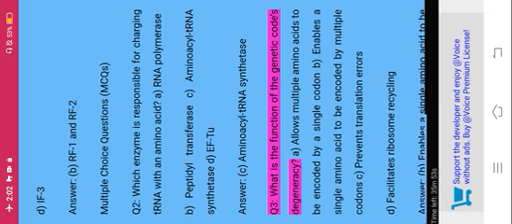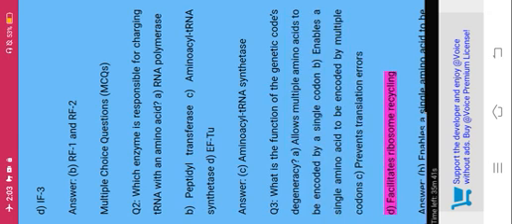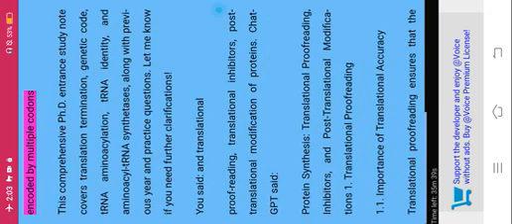Q3. What is the function of the genetic code's degeneracy? A. Allows multiple amino acids to be encoded by a single codon. B. Enables a single amino acid to be encoded by multiple codons. C. Prevents translation errors. D. Facilitates ribosome recycling. Answer: B, enables a single amino acid to be encoded by multiple codons.